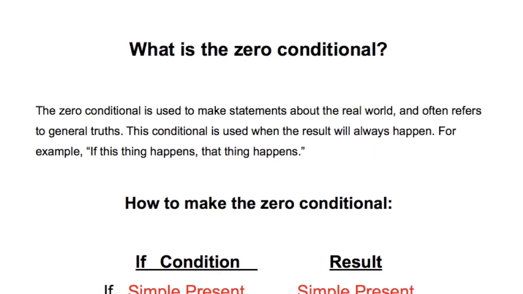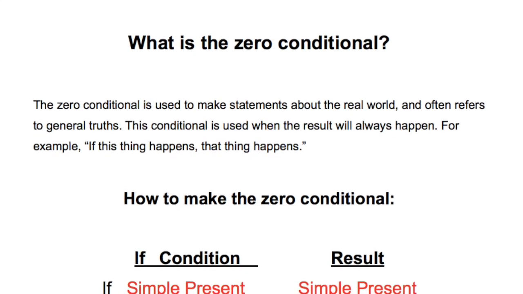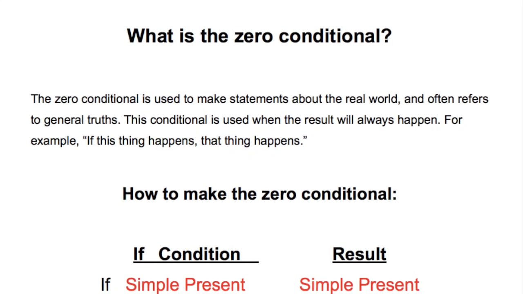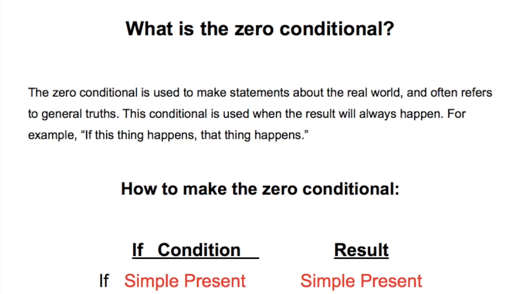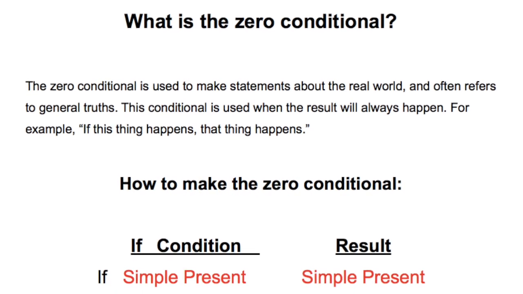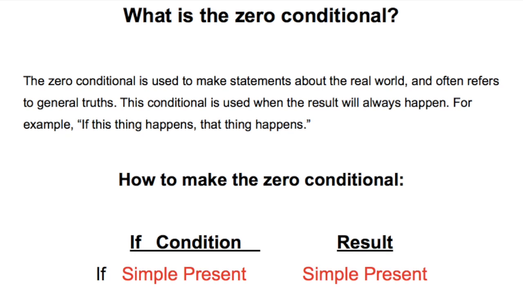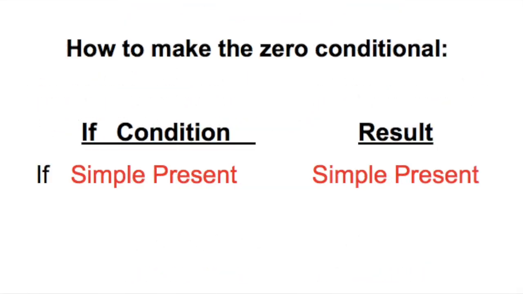It is used to make statements about the real world and often refers to general truths. So the conditional is used when the result will always happen. For example, if this thing happens, that thing happens. To make the zero conditional, you use if plus the simple present tense, then the result is in simple present tense as well. I feel quite cold.